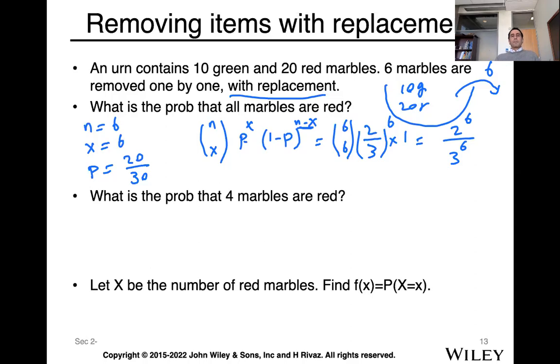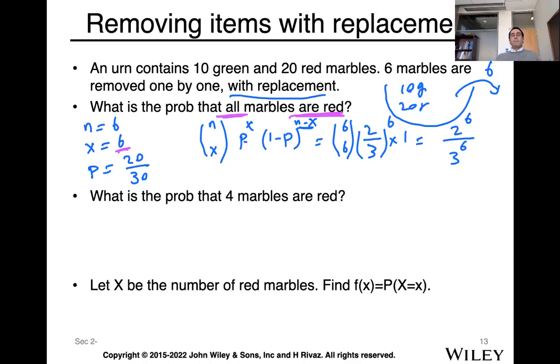So why is it 6 choose 6? Because I want all marbles to be red, right? So when I say all marbles to be red, that means that the number of successes is actually 6. Okay.